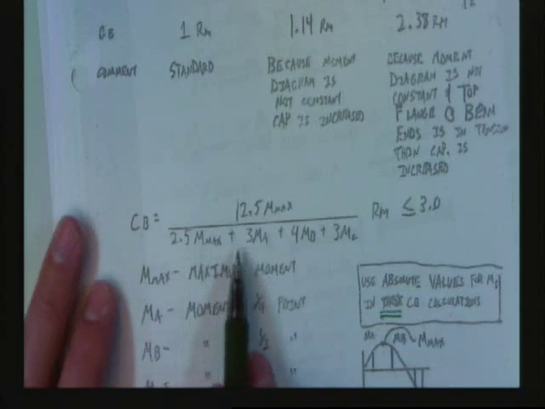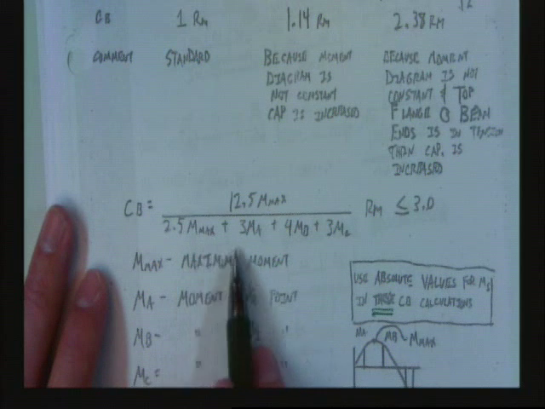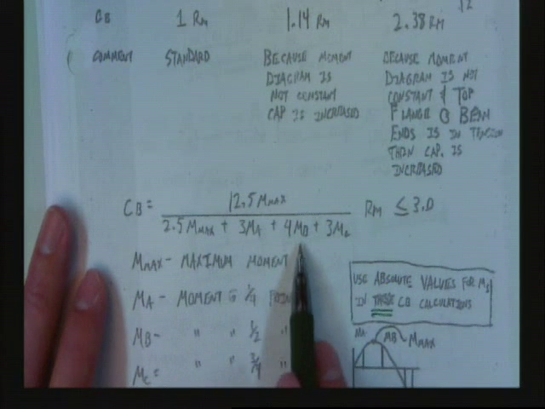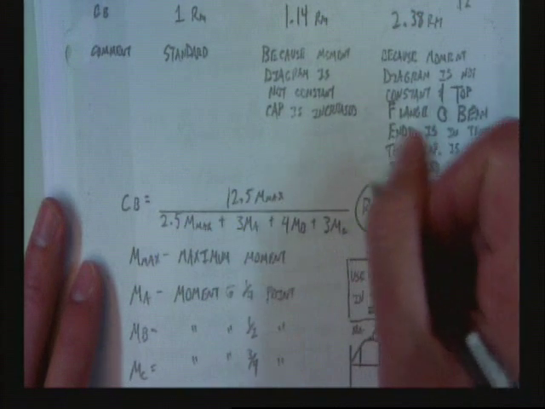You plug into this equation: 12.5 times M max over 2.5 times M max plus 3 times MA, 4 times MB, plus 3 times MC, all times R sub M.